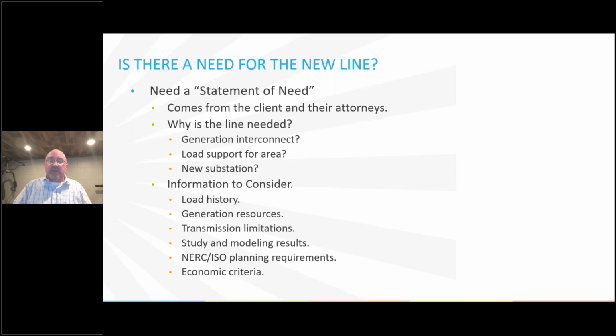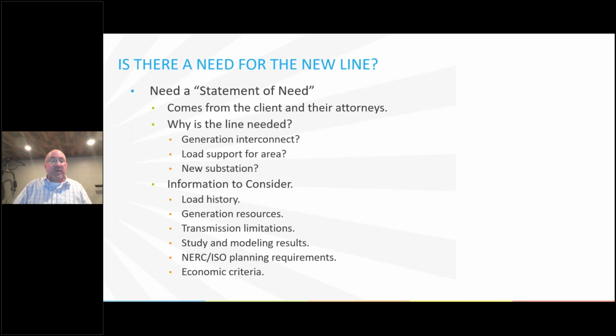So you need a need statement. It doesn't have to be fancy if the project is not expected to be controversial. It should be in depth if the project is expected to be controversial. And it should come from the client and their attorneys. It should tell you why the line is needed. Maybe you're going to interconnect a new generation facility. You need to support growth of system load. You need a new substation.